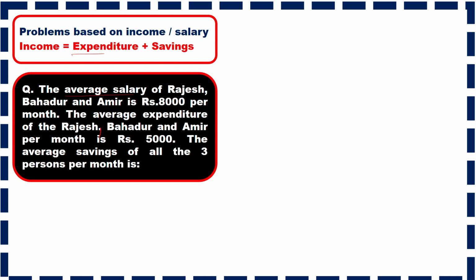So what is given here? The average salary of all these three guys is 8,000 rupees. What does this mean? We assume that the salary of Rajesh is 8,000, the salary of Bahadur is 8,000, the salary of Amir is 8,000. So the average is 8,000. The average expenditure of all these three guys is 5,000. So this is the income, this is the expenditure.